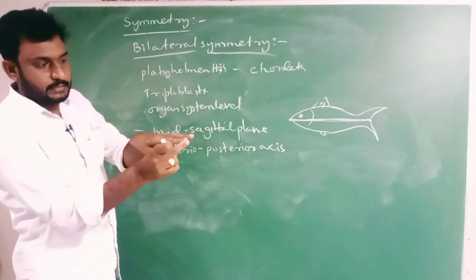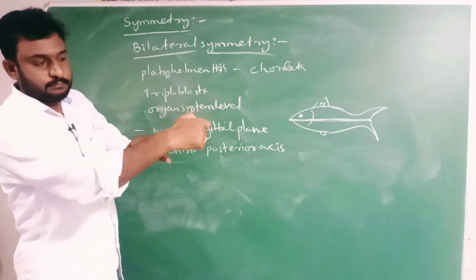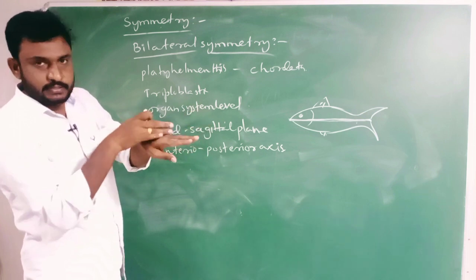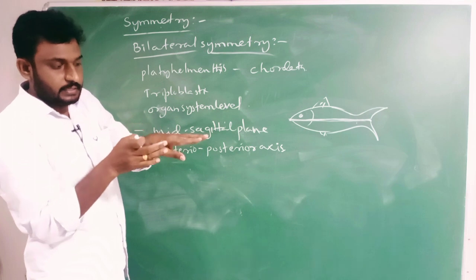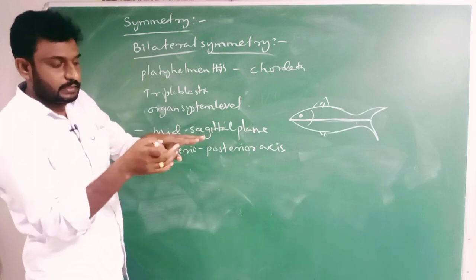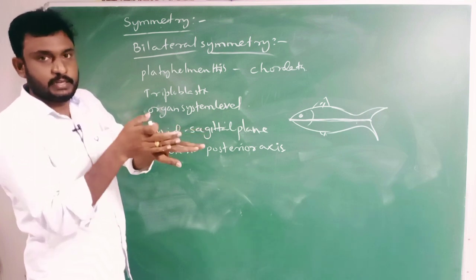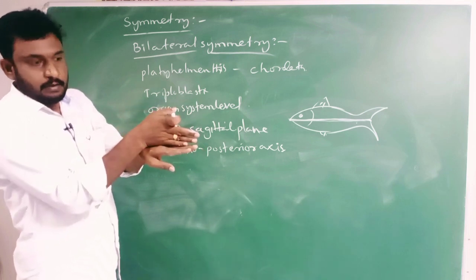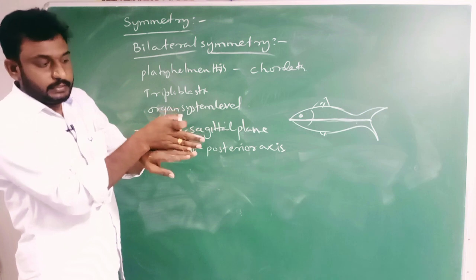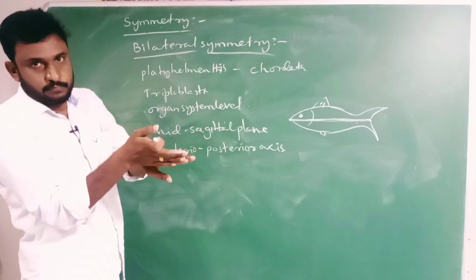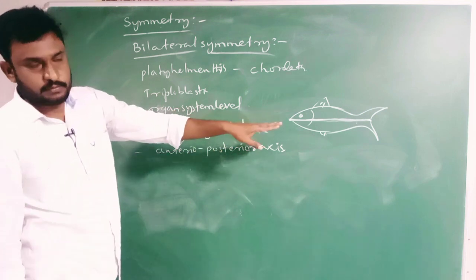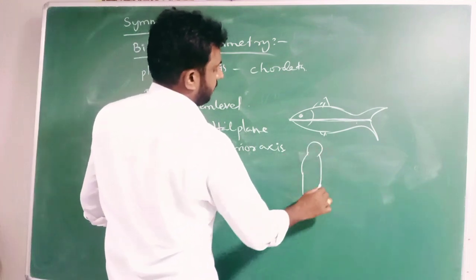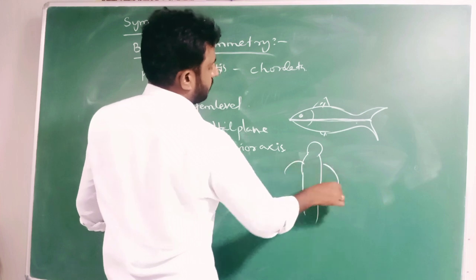Two eyes are present, one eye on this side and one eye on this side. Same like that, fins are equally distanced. Visceral organs like the alimentary canal are also equally distanced from the central axis. So when we cut the fish on the mid-sagittal line, it can be cut into two identical halves, two antimeres. Human beings also can be cut into two identical halves.